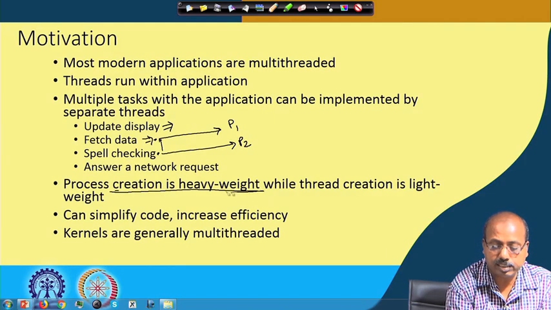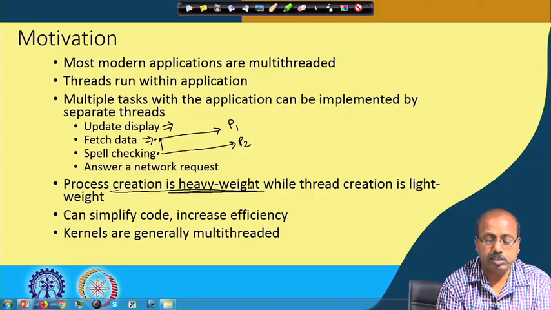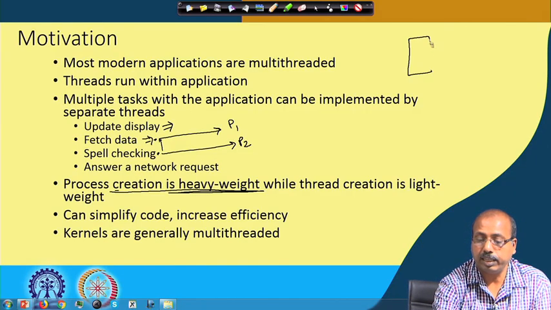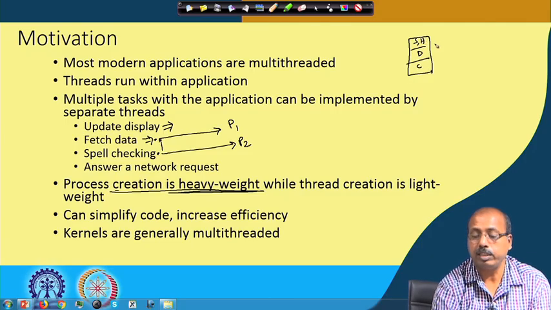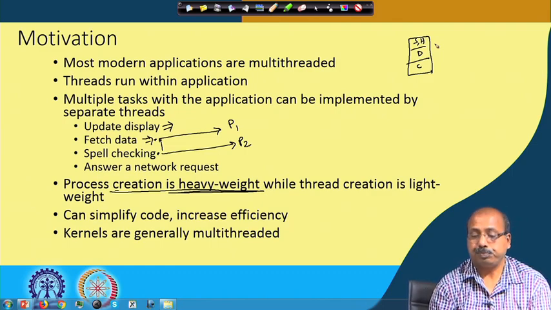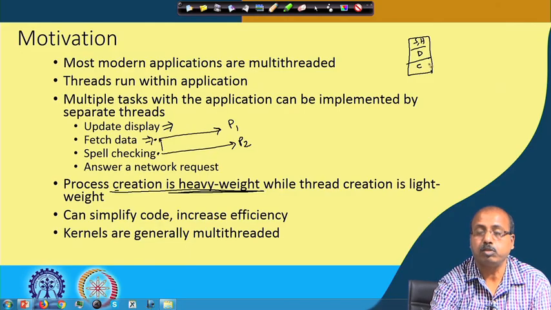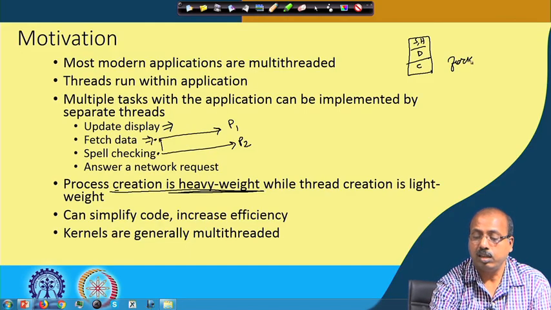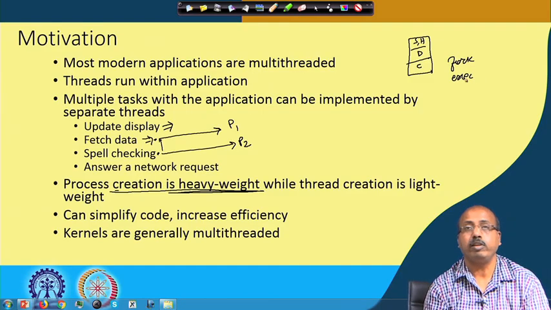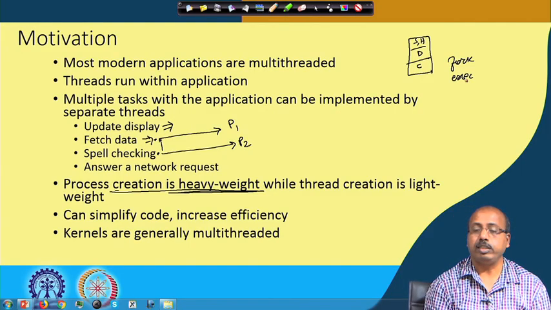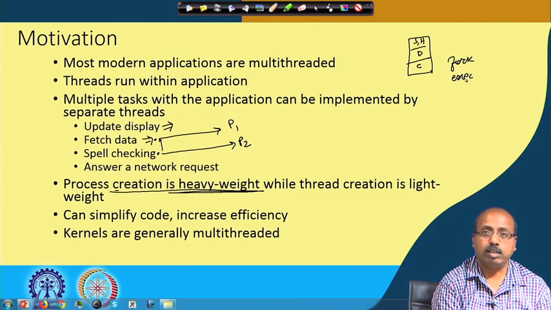Process creation is heavyweight. Why do we say so? If you want to create a process, you have to create the code, data, stack and heap segments for that process. Then you have to tell it which code it should execute, so you have to use some fork system call, and after that an exec system call. This is heavy because you have to update the process table, create the PCB, and all those things have to be done.